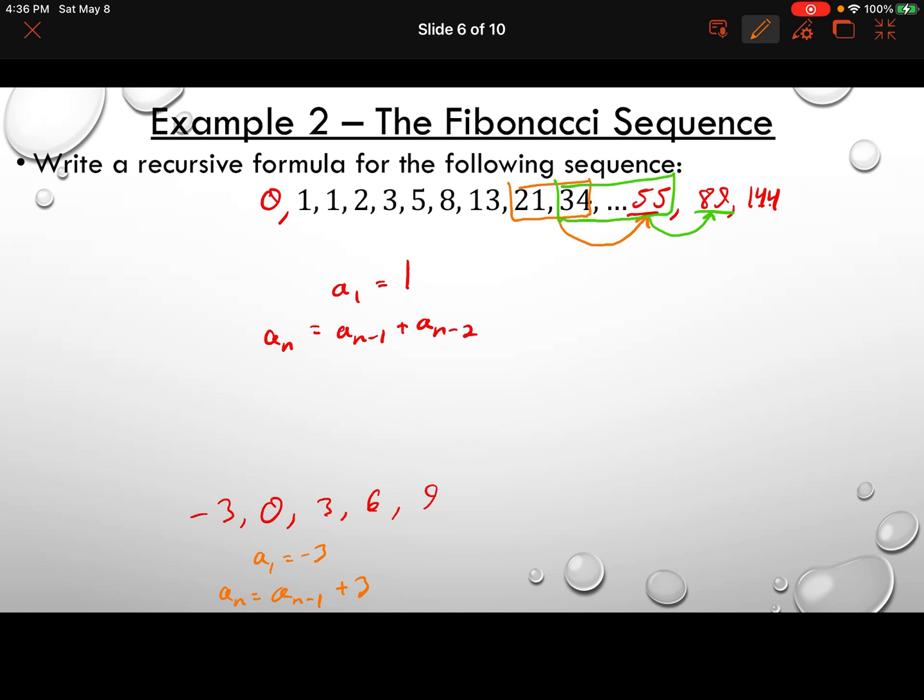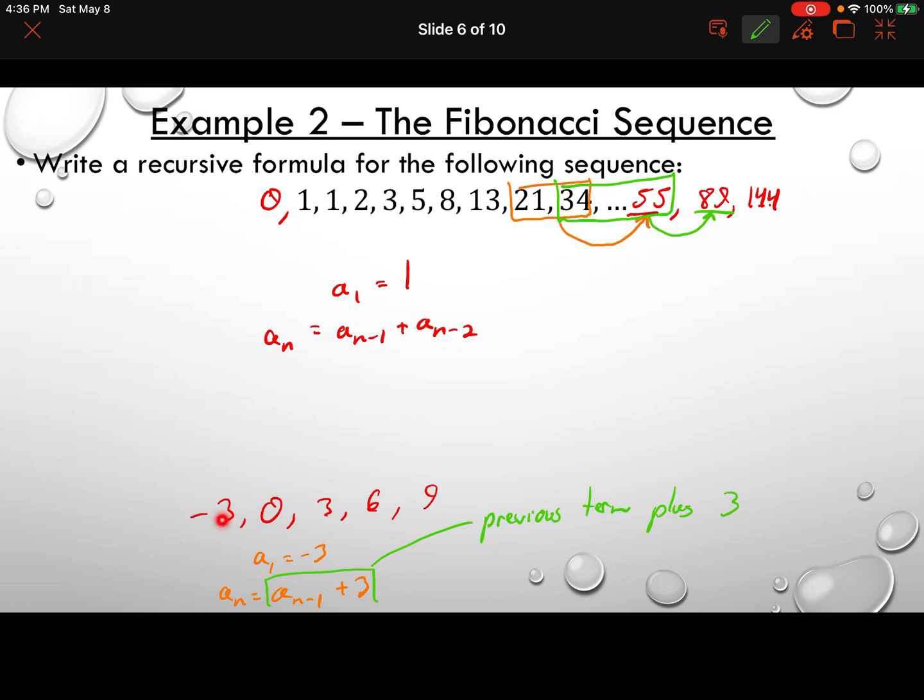Remember, if you ever want to take the previous term, you have to subtract 1 from that original subscript. So if your subscript is n, you just subtract 1 from it. Remember, all this is saying is previous term plus 3. That's all that is saying. Previous term plus 3. And that's what you're doing, right?